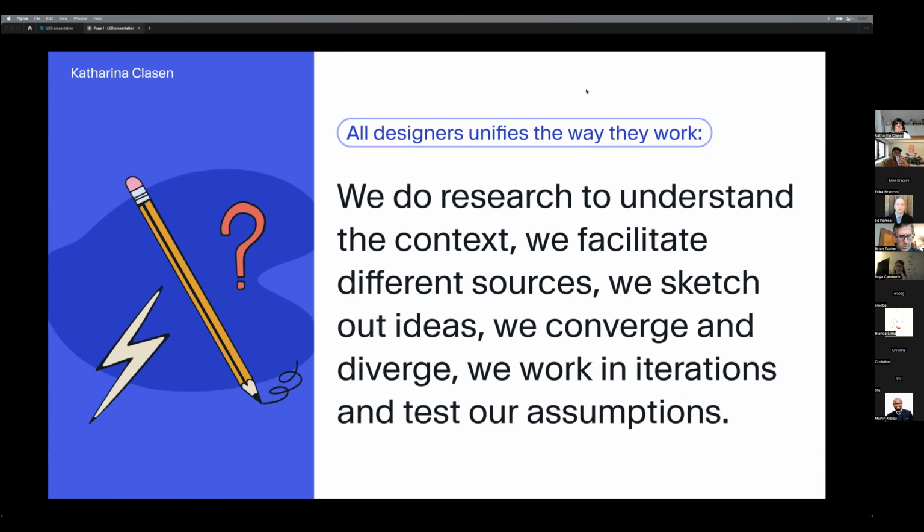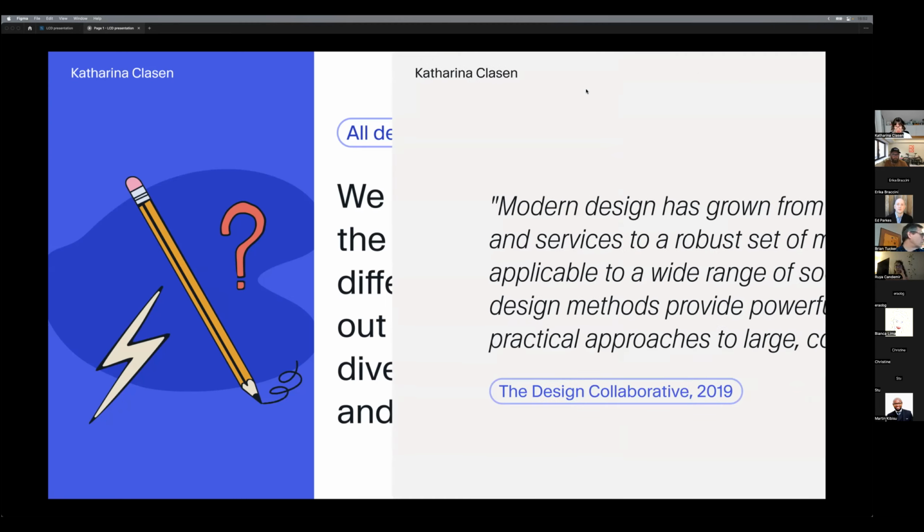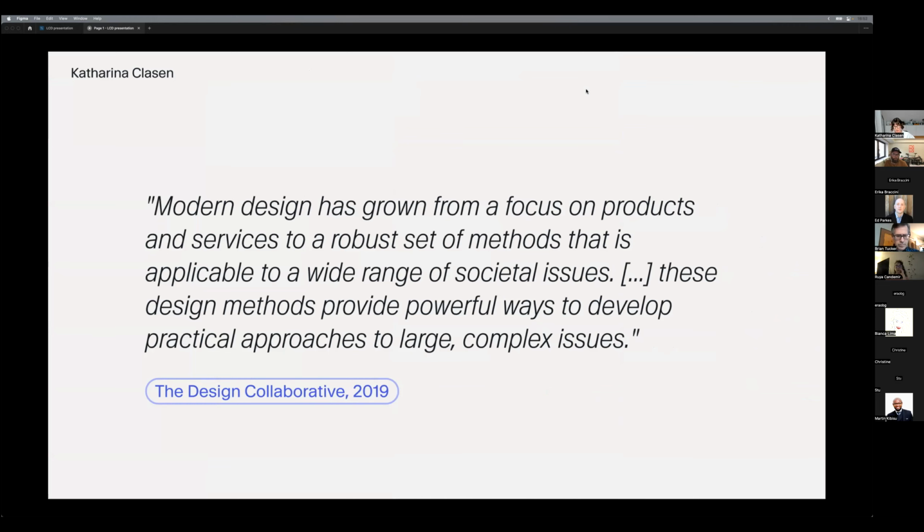And I think this way of working that we designers are really used to, like I said, is powerful. It helps us create products, for example new apps, websites, which is what I mostly do. It helps us create services, but it can also be applied to larger scale issues and large problems. And I think, sorry, it's already being applied to those issues, which is also what you will see when you read this article by the Design Collaborative.